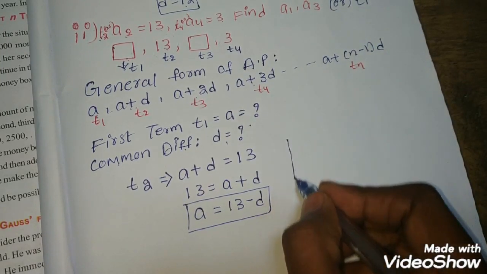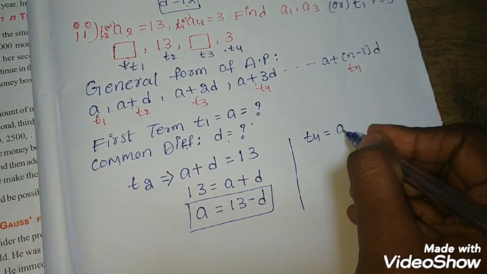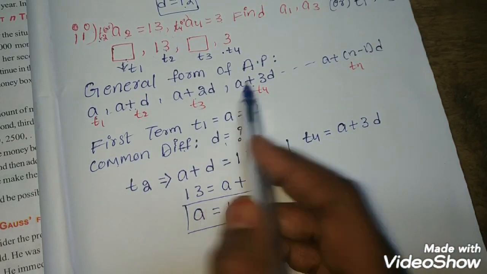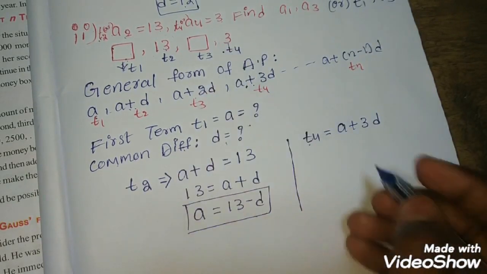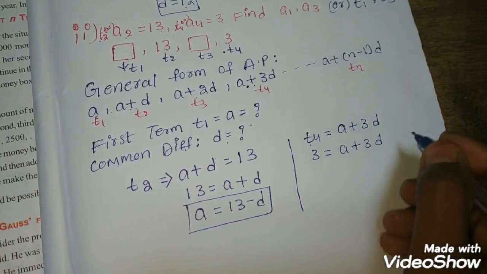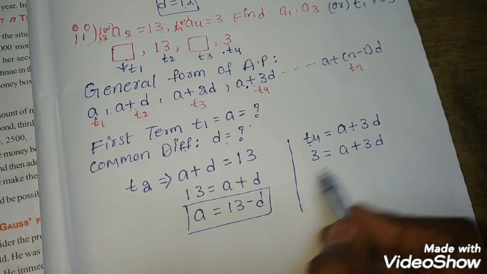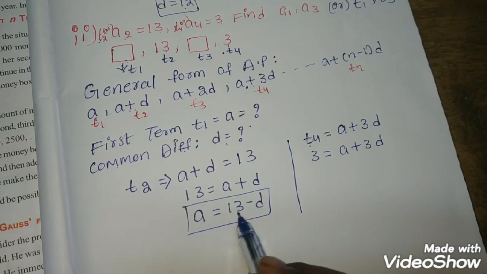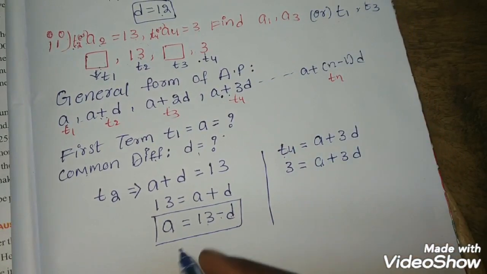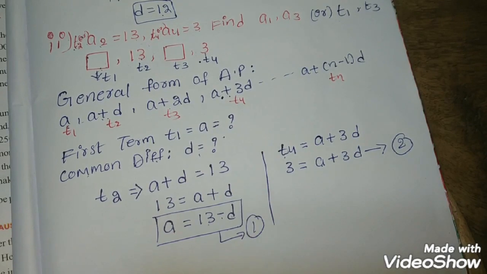Next, we know term 4. Term 4 is equal to A plus 3D. Right? This is our formula. What is term 4 here? 3 is equal to A plus 3D. So if you substitute the 13 minus D in the place of A, then we get the common difference. See how. Let's check. This is equation 2 and this is equation 1.